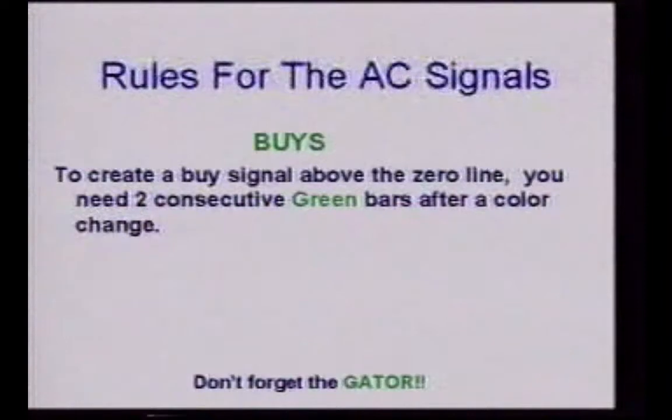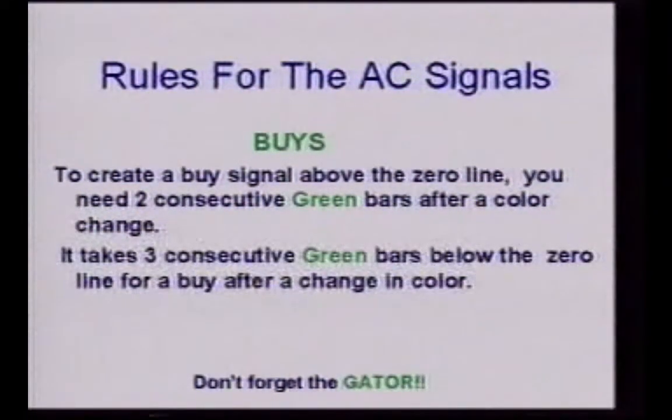So for the buys, to create a buy signal above the zero line, you need 2 consecutive green bars after a color change. And we're talking about color change. You must have the color change. Don't forget it. If you want to have a buy below zero, it's going to take 3 consecutive green bars. Now think about it. If we're above the zero line, it's going to be easier to buy. So a lot of times for the AC, I think about "at least a couple."